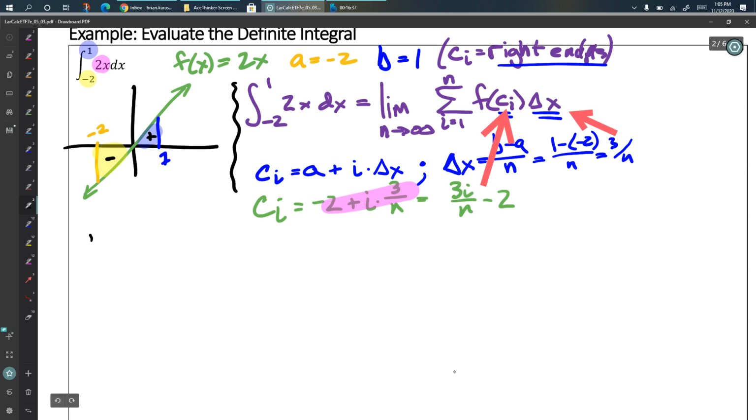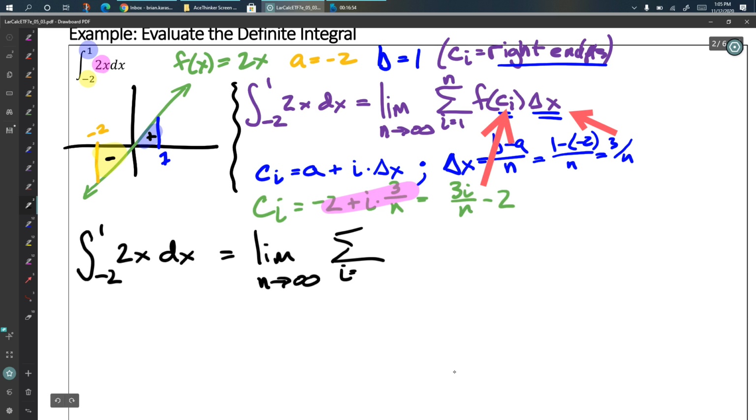So now I'm to this. The integral from negative 2 to positive 1 of 2x dx is going to be equal to the limit, as n approaches infinity, of the summation, as i equals 1 to n, of 2 times c sub i, which is 3i over n minus 2, times delta x, 3 over n. Okay? This piece right here is f of c sub i. This piece is delta x.